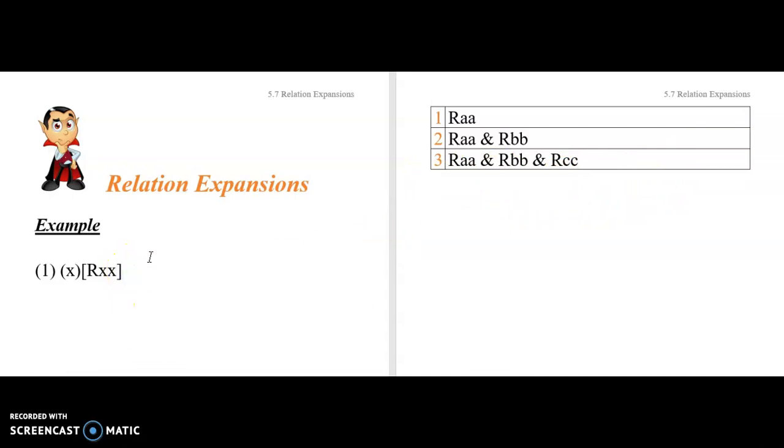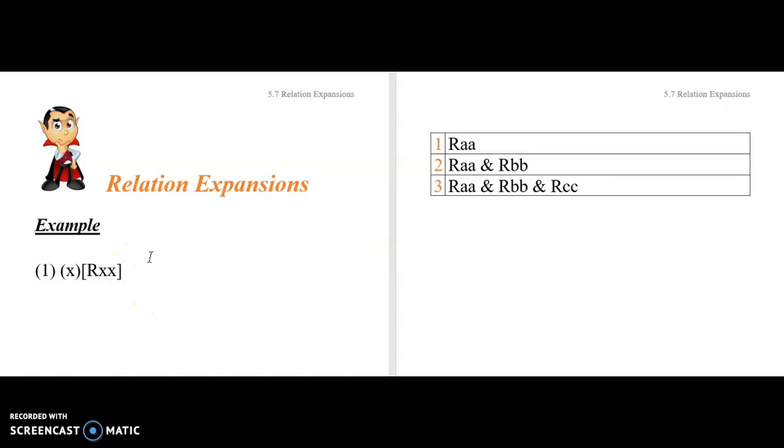Let's go ahead and try a slightly different one. Let's just make sure that we're on the same page here. Instead of the universal, what if we did the existential quantifier? So what if we had this sentence? Go ahead and expand this sentence with one object, two objects, and three objects. Pause now.